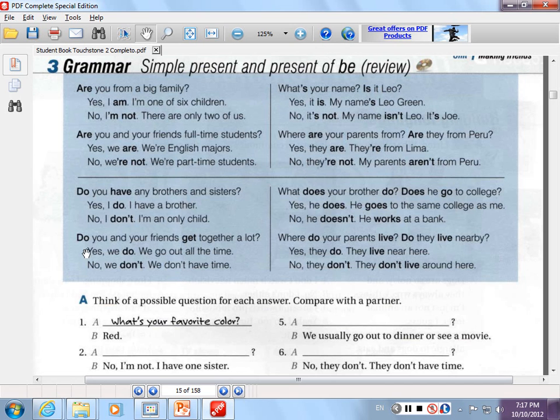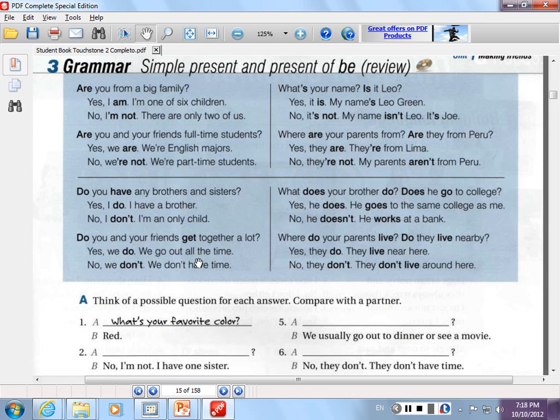The next question, do you and your friends get together a lot? In the answer we should use we. Yes, we do. We go out all the time. No, we don't have time.